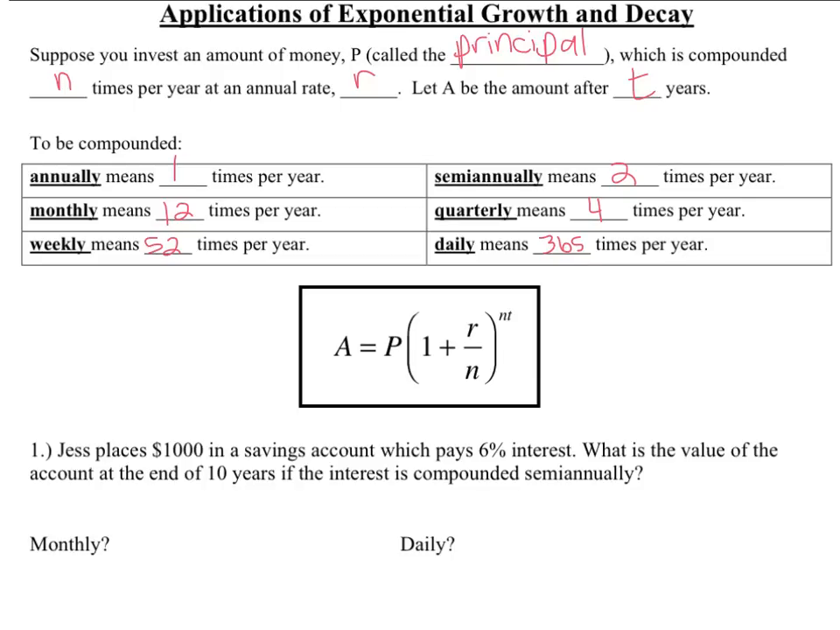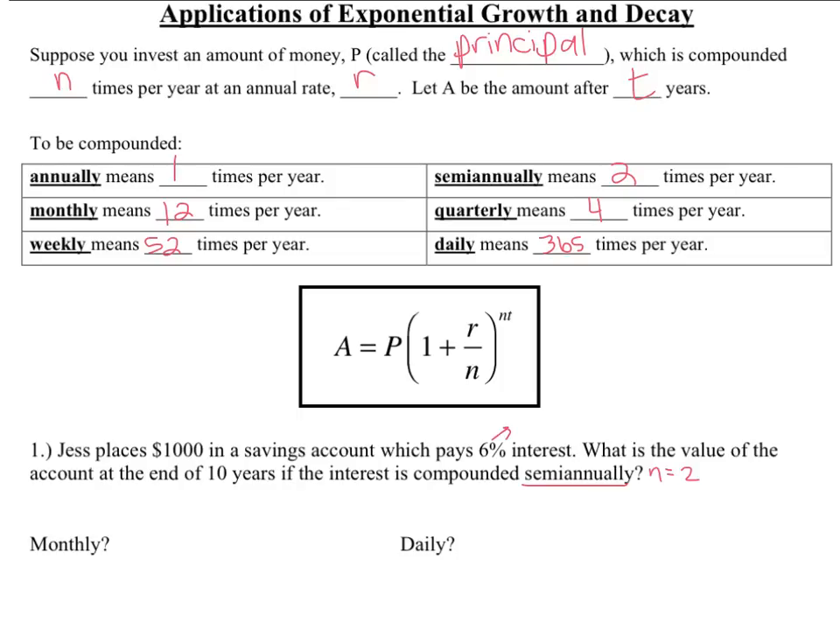Let's take a look at our first example. Jess places $1,000 in a savings account which pays 6% interest. What is the value of the account at the end of 10 years if the interest is compounded semi-annually? Well, if it's done semi-annually, that means that n would equal 2. We would do it twice a year, once every 6 months.